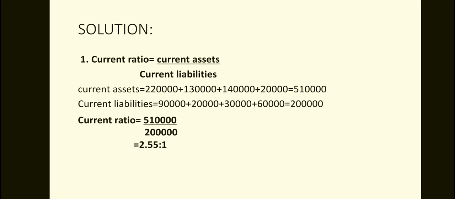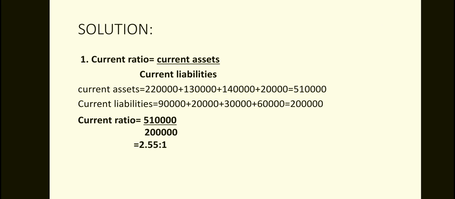So with the help of the above information, let us try to solve the problem. Let us try to understand the calculation of current ratio. Current ratio can be calculated with the formula: current assets divided by current liabilities. Let us calculate the value of the current assets. The value of the current assets equals 2 lakh 20,000 rupees plus 1 lakh 30,000 rupees plus 1 lakh 40,000 rupees and 20,000 rupees. It amounts to 5 lakh 10,000 rupees.